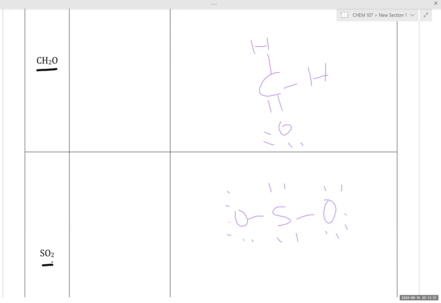And just make sure that your Lewis structure has the same number of total electrons as the valence electrons from all of your atoms. So we'll keep working on this example, and we'll discuss in about 1.5 to 2 minutes.